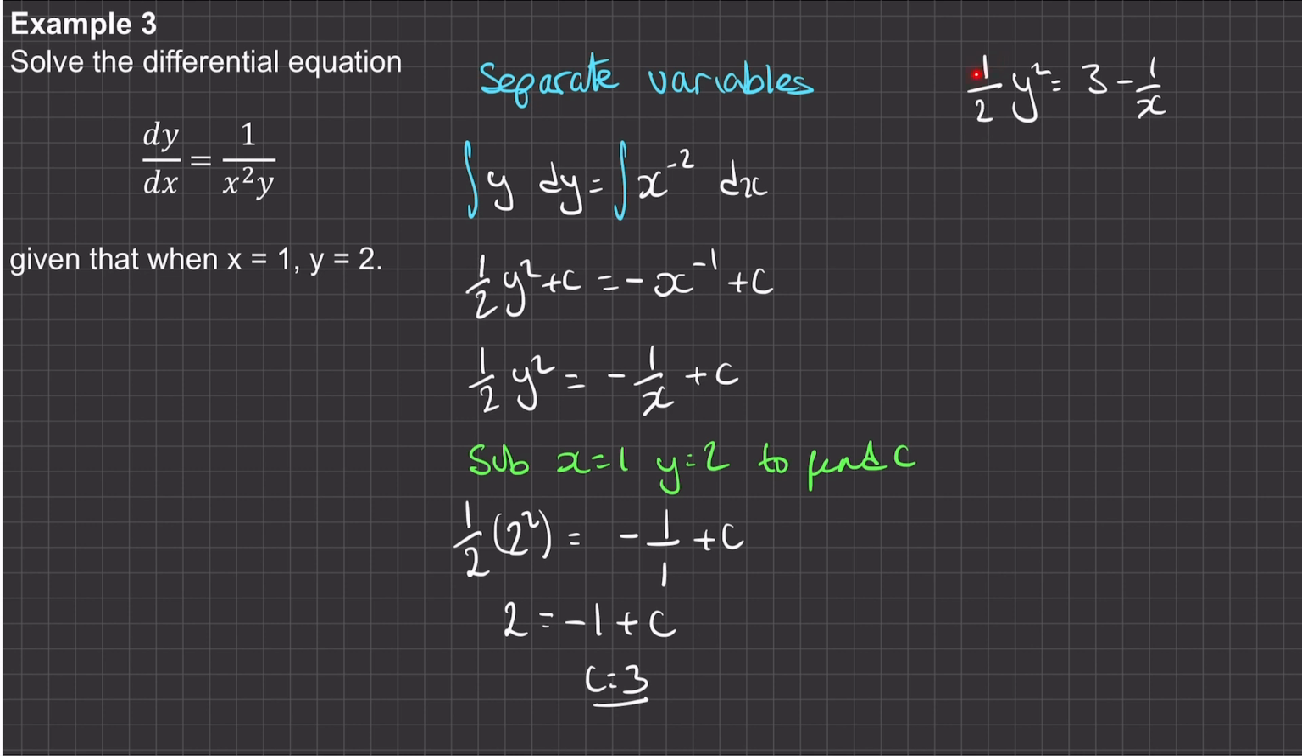Okay, so now I'm going to cancel out this half. Again, y squared is equal to 2 lots of this. So 6 minus 2 over x. And then we'll take the square root. So y is equal to plus or minus the square root of 6 minus 2 over x.